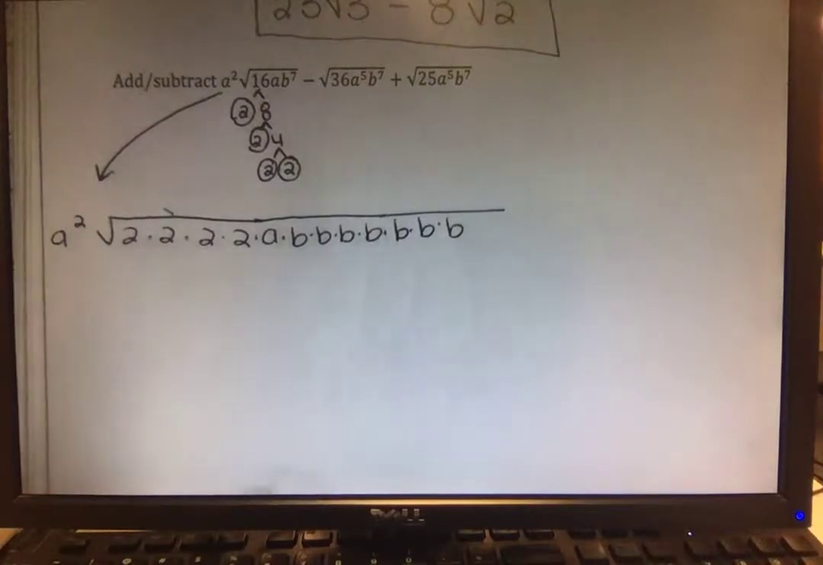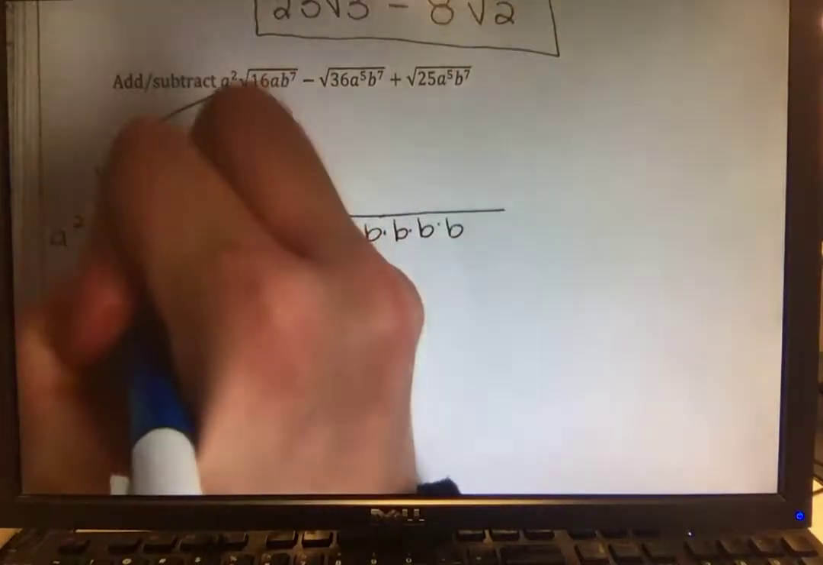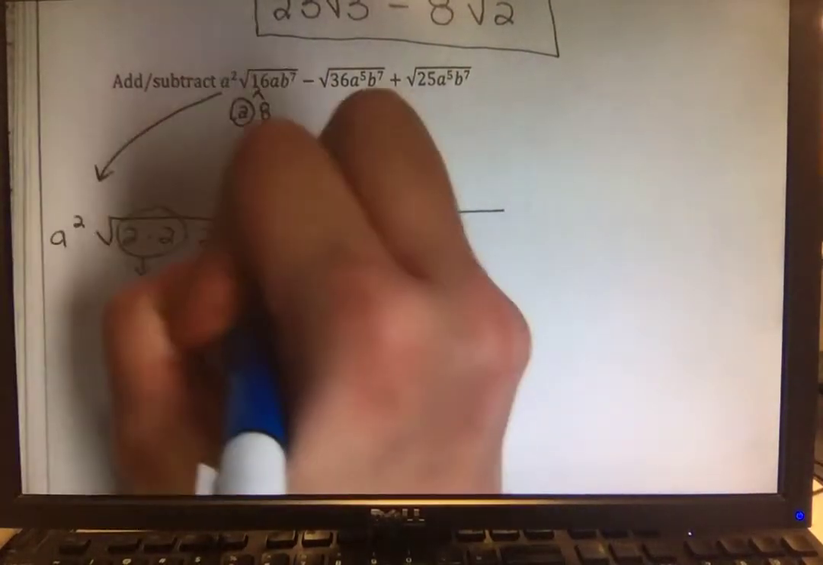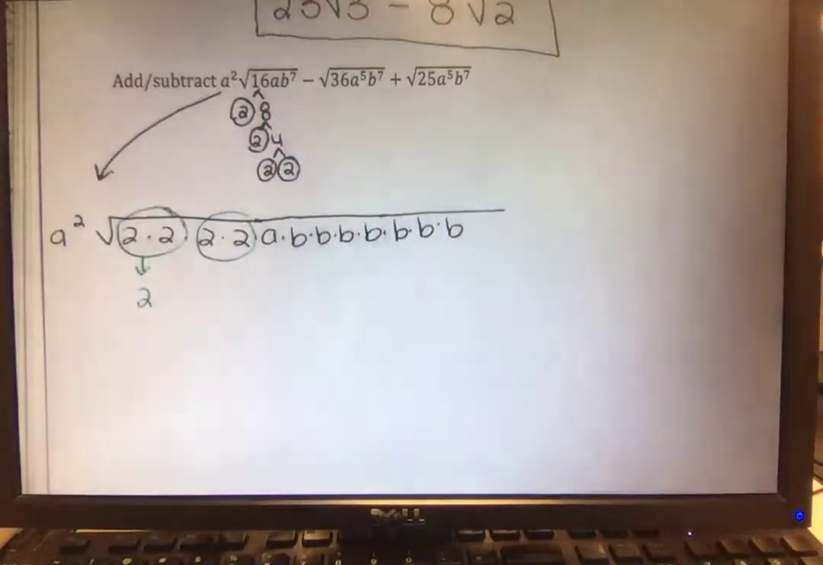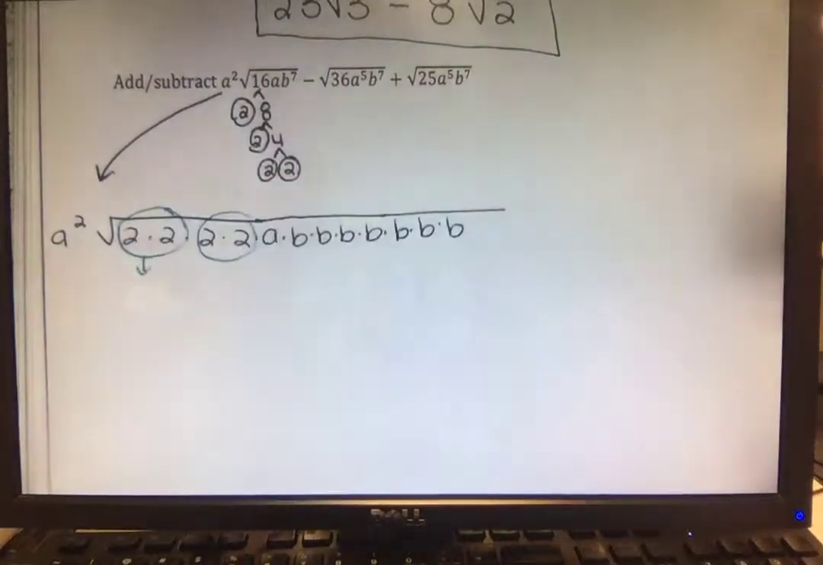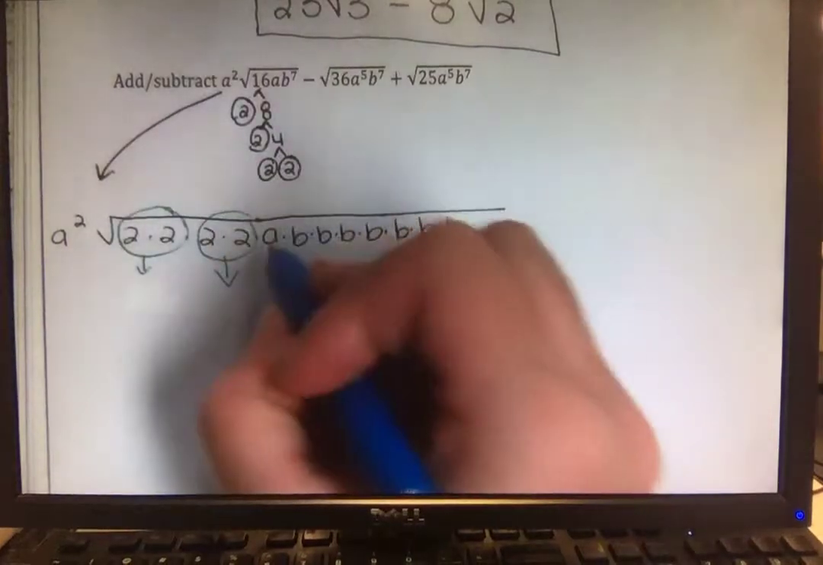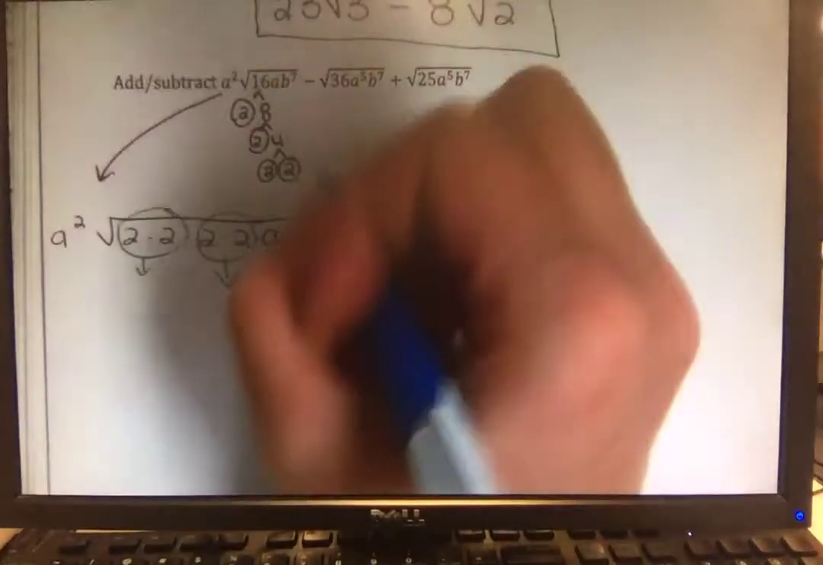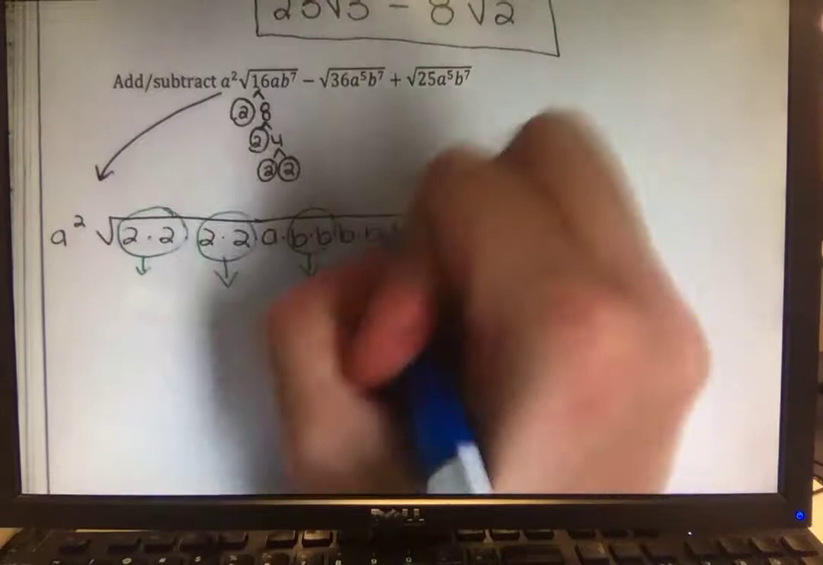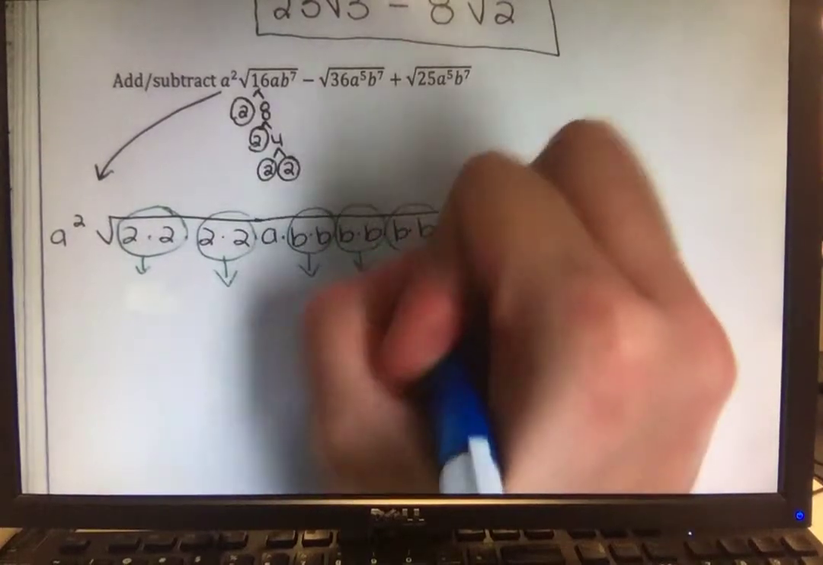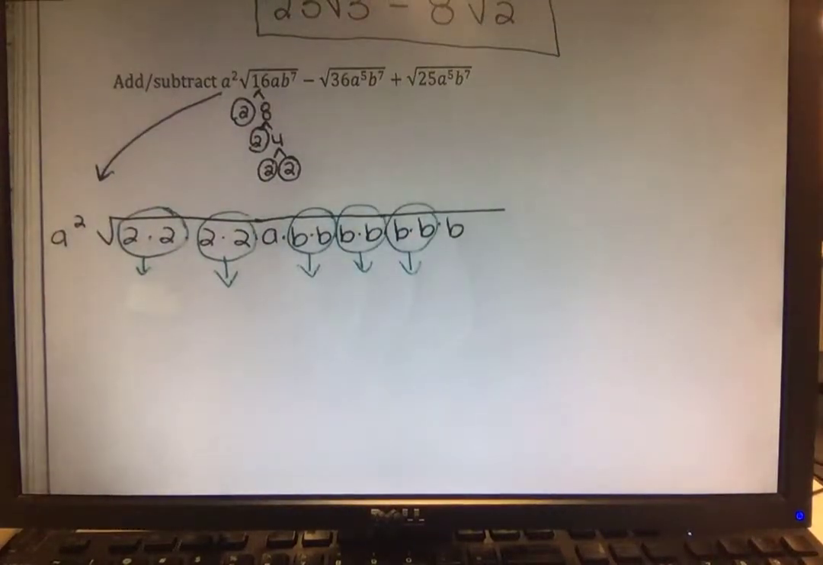So it's a square root, so we're looking for 2 of a kind. So these two 2's are coming out. I'll write this in a different color. These two 2's are coming out. There's only one a, so it's not enough to make a group, so it'll stay underneath. Those 2 b's, those 2 b's, and those 2 b's are coming out.